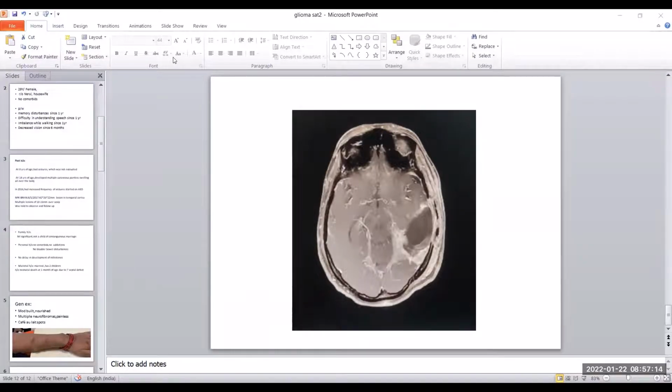Anything between 50 to 90%, you would say that is subtotal. And anything less than 50%, you say that is biopsy. This holds true whether it is benign or malignant. So this is the way you classify your resection.